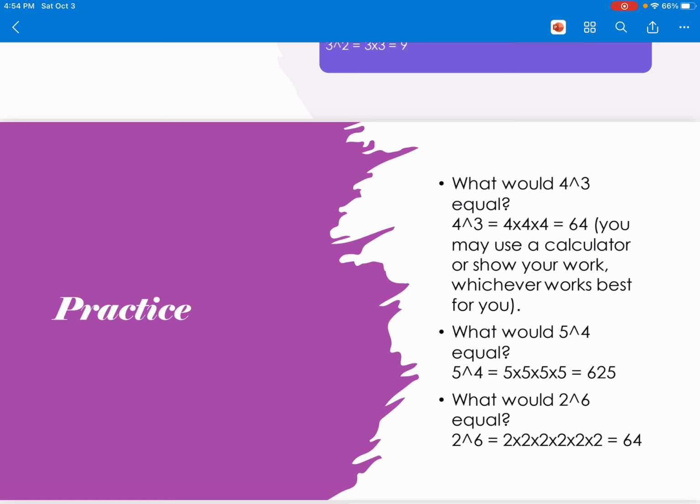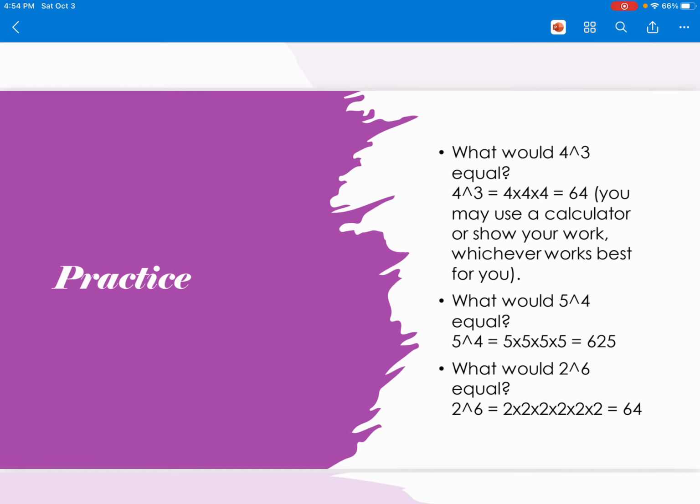Next one. What would 5 to the fourth power equal? 5 to the fourth. You multiply 5 4 times by itself, since 4 is the exponent and 5 is the base. So it would be 5 times 5 times 5 times 5. 5 times 5 is 25. 25 times 5 is 125. 125 times 5, 625.